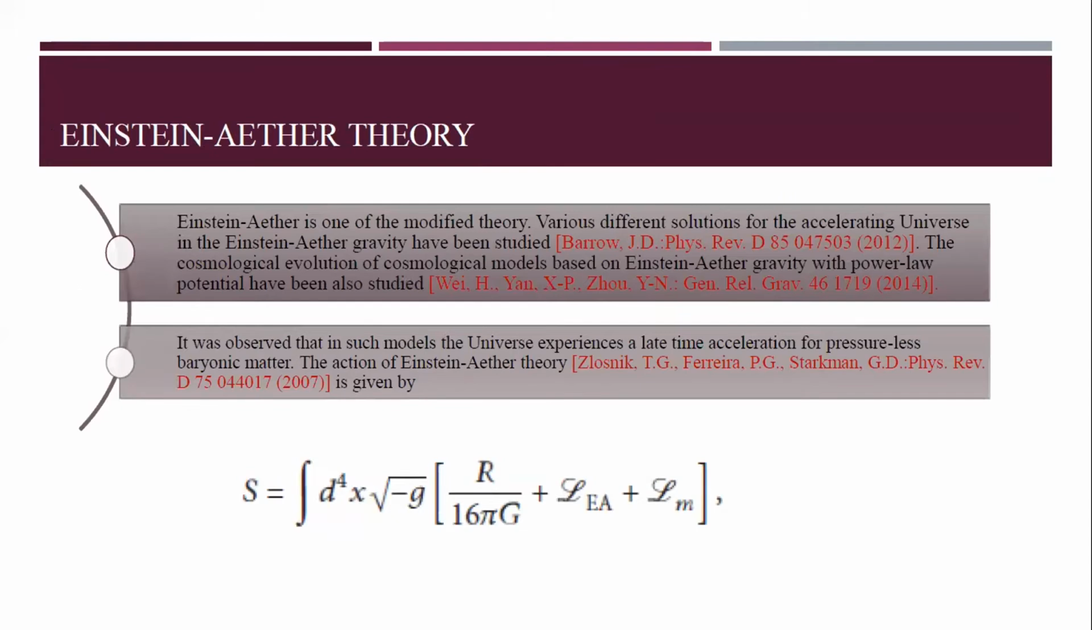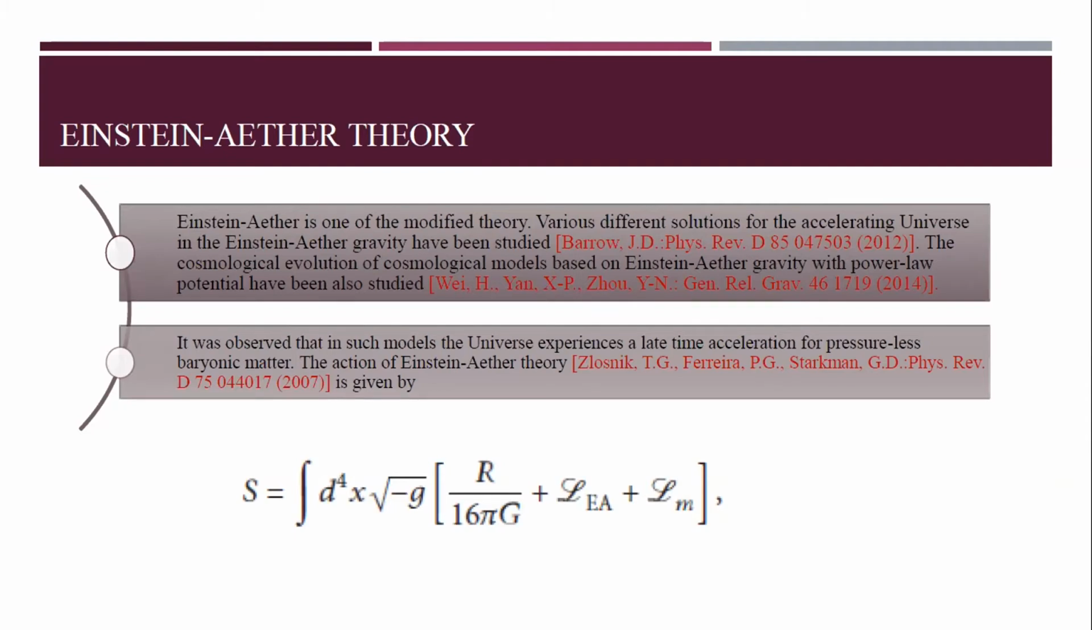So Einstein ether theory is basically utilized in order to discuss different possible solutions of the models. For example, in order to discuss the accelerating universe in Einstein ether theory, Barrow studied in 2012 the cosmological evolution of cosmological models based on Einstein ether theory with power potential, also V et al. It was observed that in such models, the universe experiences a late time acceleration for pressureless, meaning dust, matter.